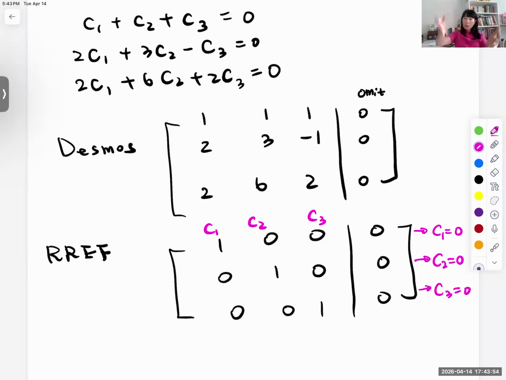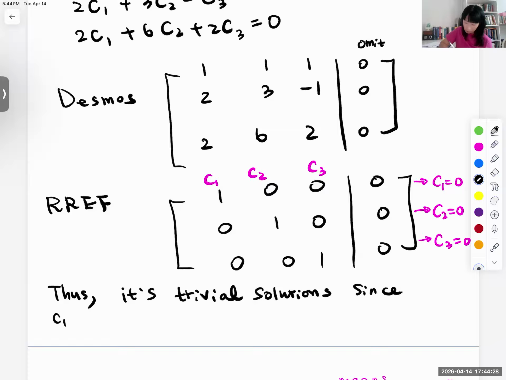Since c sub 1, c sub 2, c sub 3 are all zeros, yeah, 0 infinity. Yeah. Okay.